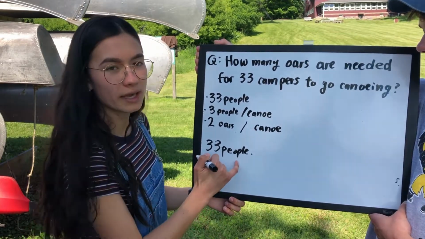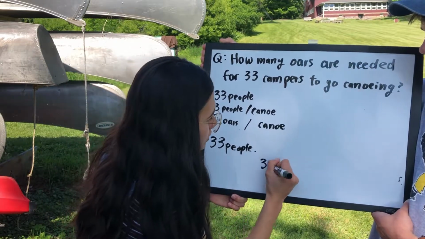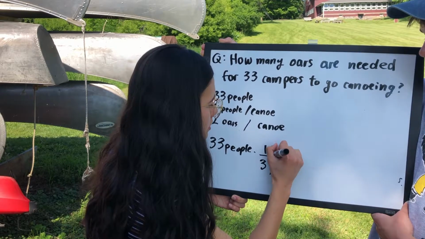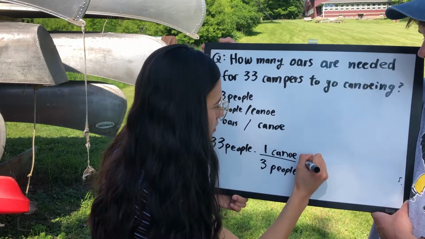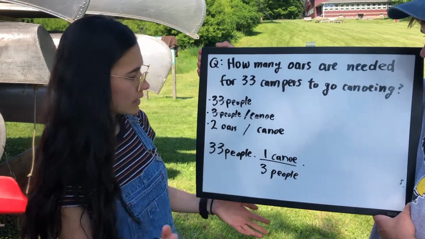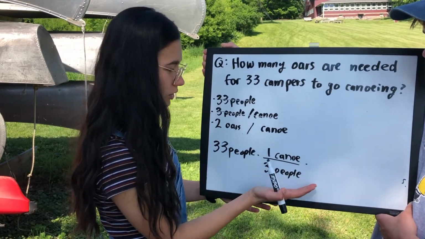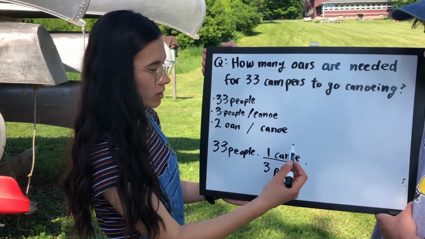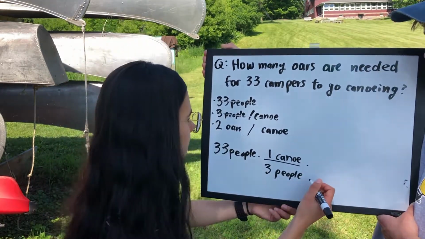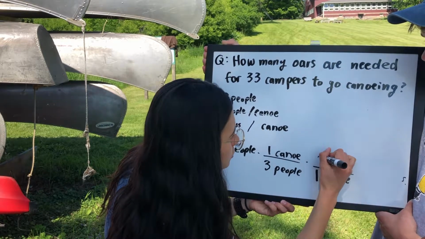And we want the people to cancel, so we have to make sure that the people go on the bottom. So there are 3 people per 1 canoe. And we've used this unit and we've used this known. So the last known that we're left with is 2 oars per canoe. And we see here that the word canoe is on the top and we want to cancel with canoe on the bottom. So we'll write in this known down here. So there'll be 1 canoe has 2 oars.